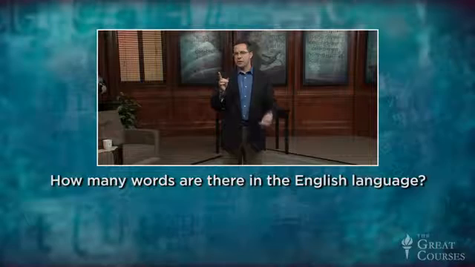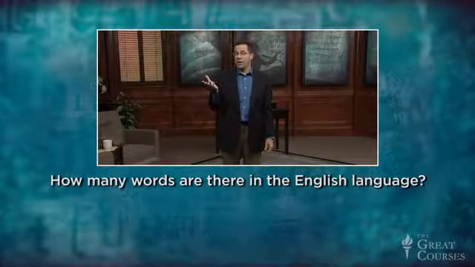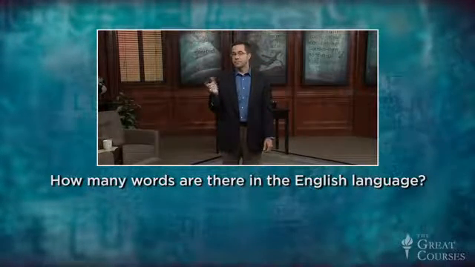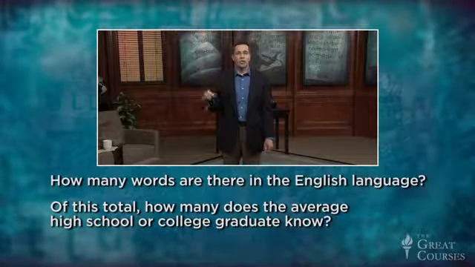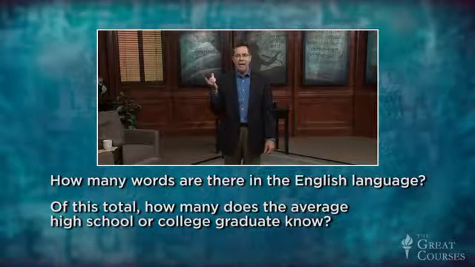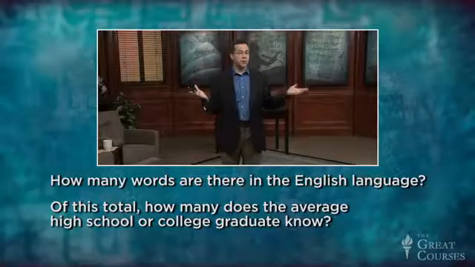So, we now know how our minds organize language, but how does our language organize words? Does the English language have a secret system, a code we've not been privy to? To get at these big questions, let's start with a couple of smaller, more focused questions that I'm commonly asked. First, how many words are there in the English language? And second, of this total corpus of words in the English language, how many does the average high school or college graduate know?